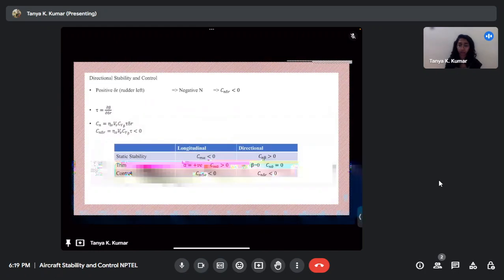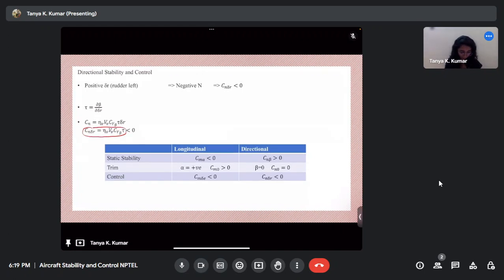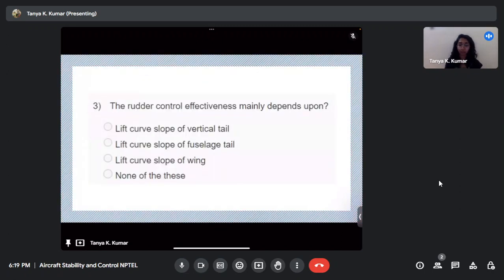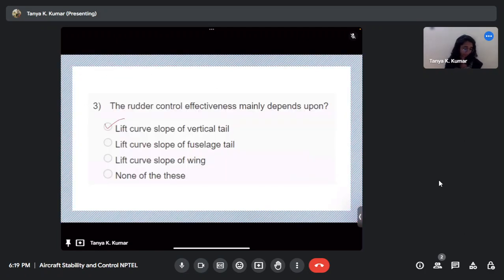So these were the equations for directional stability and control. And your control rudder effectiveness, Cn delta R, this one. It depends upon efficiency of the vertical tail, volume of the vertical tail, Cy beta. What is Cy beta? It is the lift curve slope of the vertical tail, right? Why does it say Y? Because it's producing force or lift in the Y direction, right? So Cy beta, it depends upon the lift curve slope of the vertical tail.